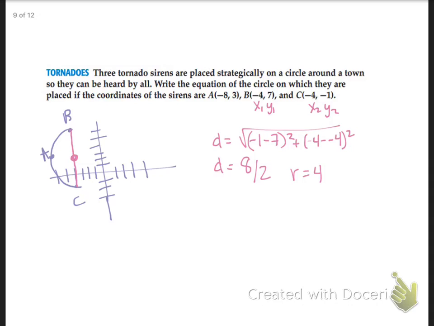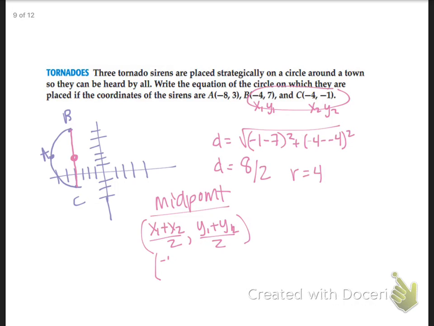Now I have to find the center of my circle, so I need to find the middle point, which we call the midpoint. So if I'm trying to find the midpoint, I need to find the average of my x and the average of my y. So what I do is I do x1 plus x2 divided by 2, y1 plus y2 divided by 2. That's what we learned in Unit 1. So I need to do B and C again. So I'm doing -4 plus -4 divided by 2, and 7 plus -1 divided by 2. So I'm going to get -4 plus -4 is -8 divided by 2 is -4. 7 plus -1 is 6 divided by 2 is 3.